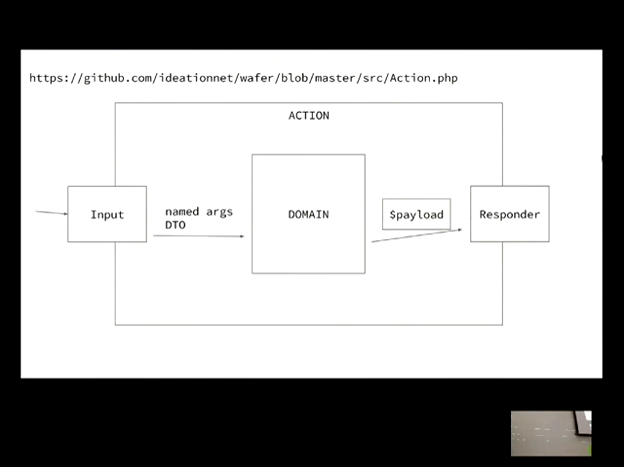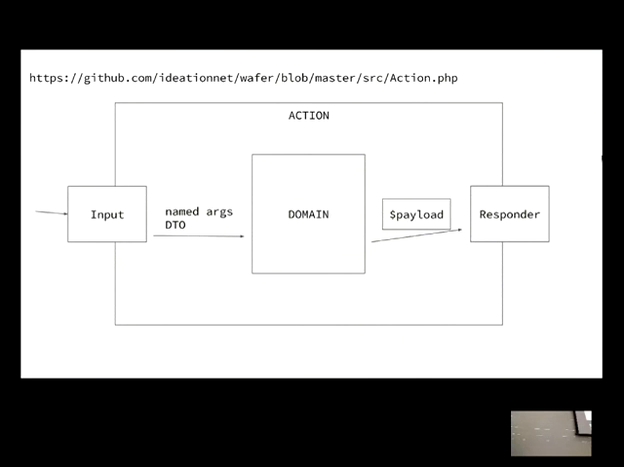So the input will deal with taking the request and turning it into some input parameters. Then we've got the domain, which is just very basic, simple PHP that describes your business logic. And then what comes out of there is a payload, which I'm still not entirely sure the best way to do this. At the moment, I'm just using a simple object that wraps an array. And I think that there's probably better ways to do this, but that payload goes to a responder, which knows how to generate the response.